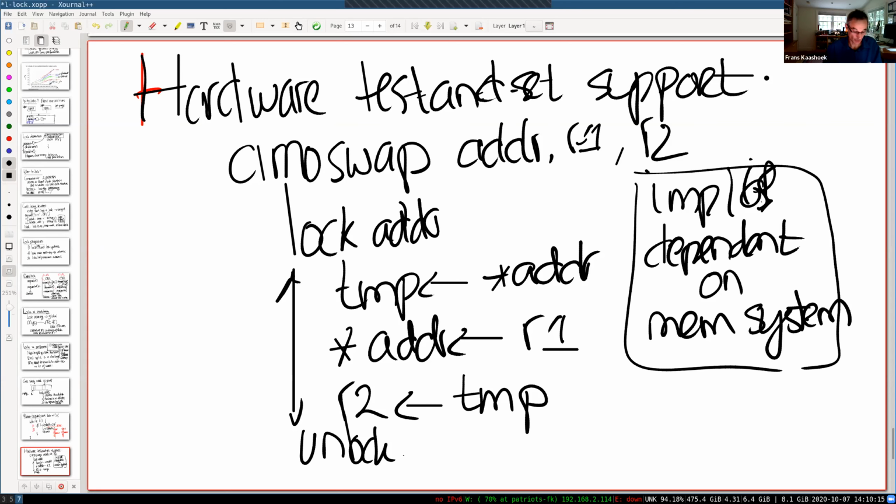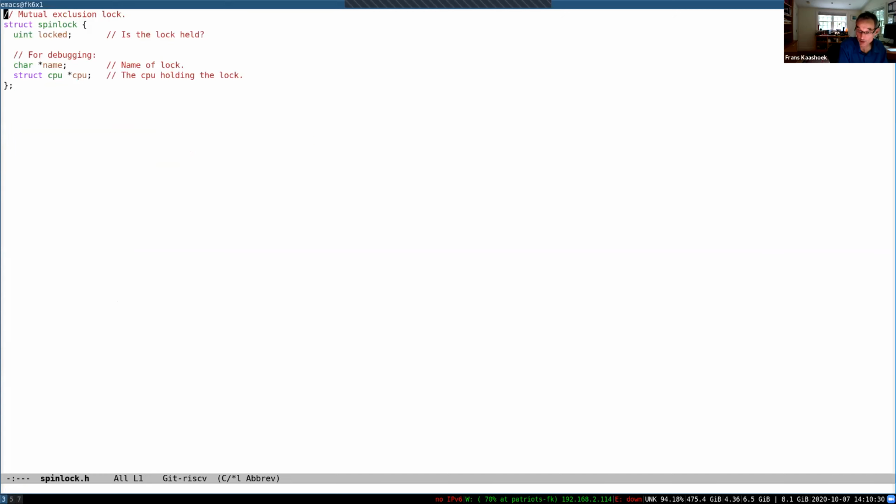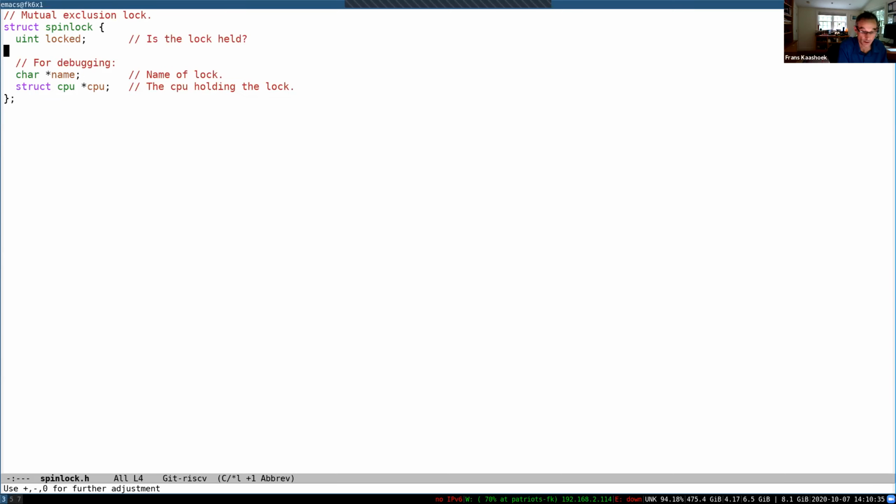To see how we can use that instruction, let's look at the implementation of acquire and release in xv6, and then we'll expose a couple of other interesting details. So let me first bring up spinlock.h. As you can see, it's pretty straightforward. It has this flag locked, exactly as in our pseudocode. And then it has 2 other things for debugging, namely the name of the lock and the current CPU that is holding the lock. This is mostly to print out debugging messages, for example, if you do 2 acquires on the same CPU.